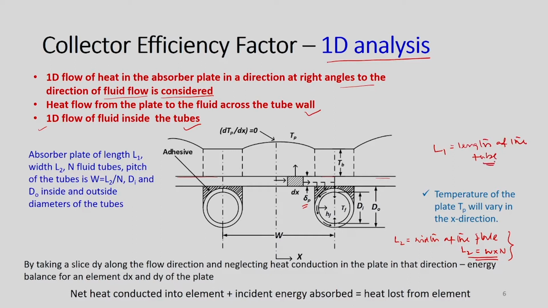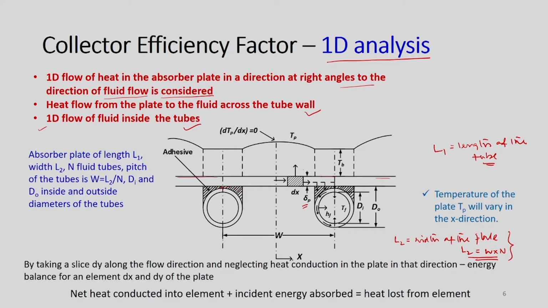Okay. And di is the internal diameter of the tube and d naught is the outer diameter of the tube. And as you can see, these dashed lines are nothing but the adhesive used to bond this tube to the absorber plate. Okay. So, let us concentrate on this small section here.